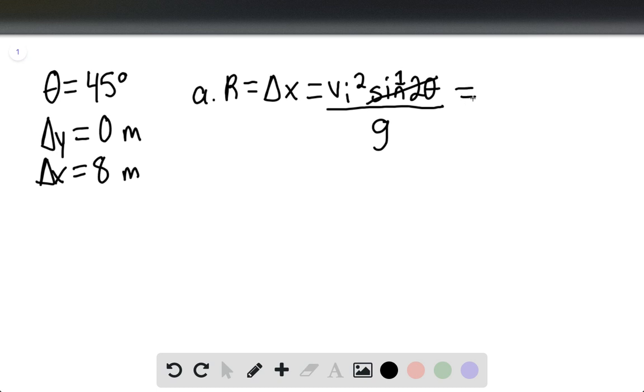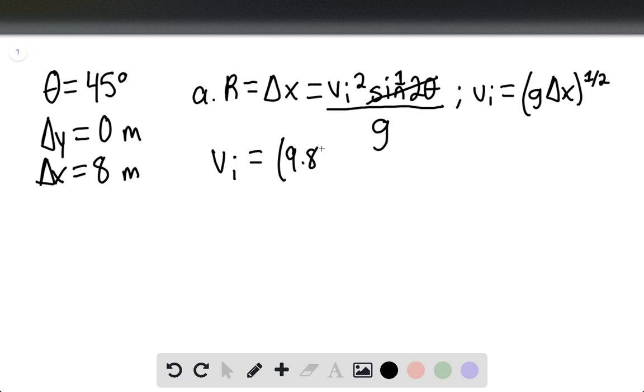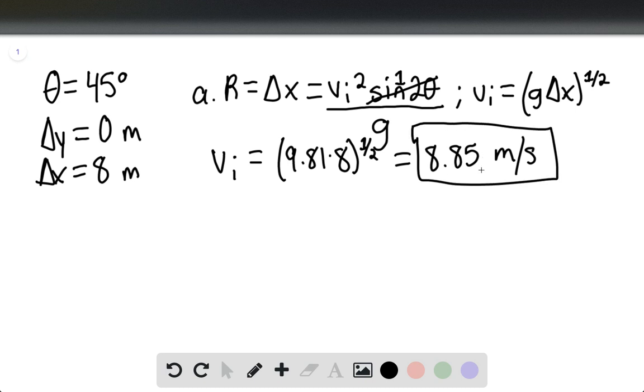So we can essentially say that the initial velocity is going to be equal to the acceleration due to gravity times delta x to the 1/2 power. So v initial will equal 9.81 times 8 to the 1/2, and this is going to equal 8.85 meters per second. So this would be our initial velocity at launch.